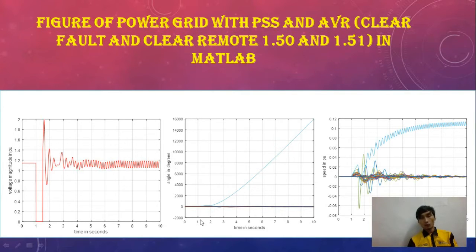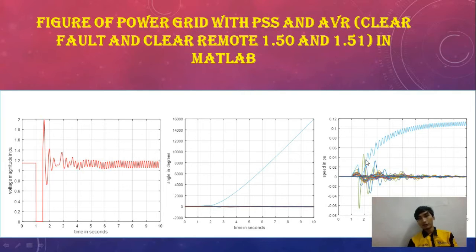And figure 2 shows the angles of generator in degrees and time in seconds. After 1.50, the generator angles increase instantaneously. At 10 seconds, it reaches about 60,000 degrees. So figure 3 shows the speed in PU of generator versus time in seconds.